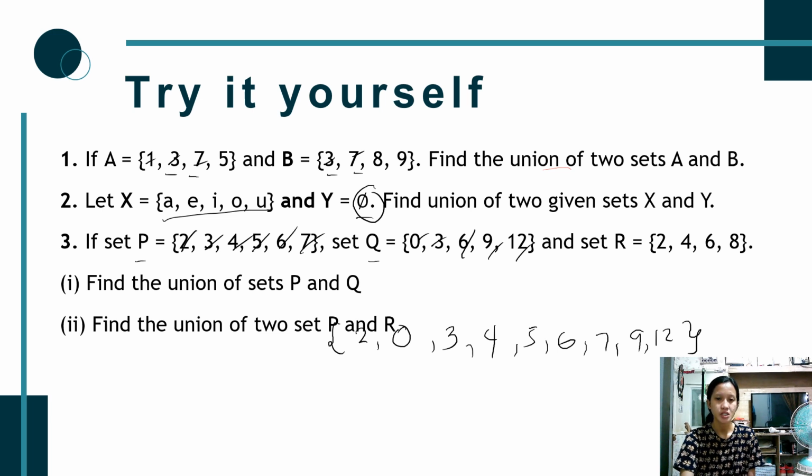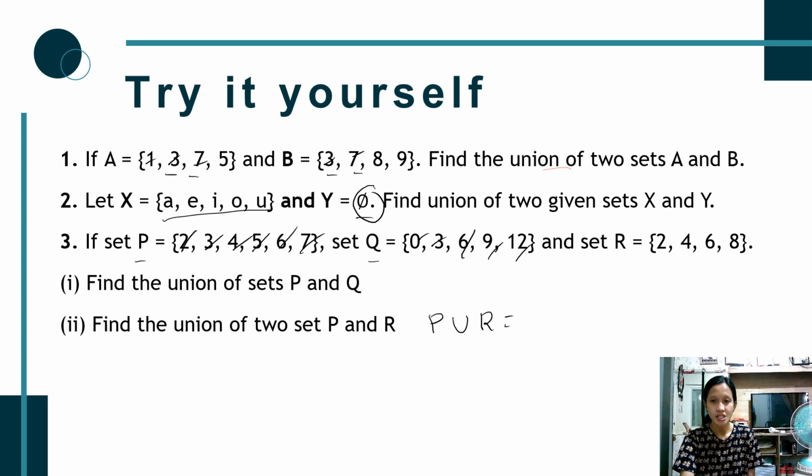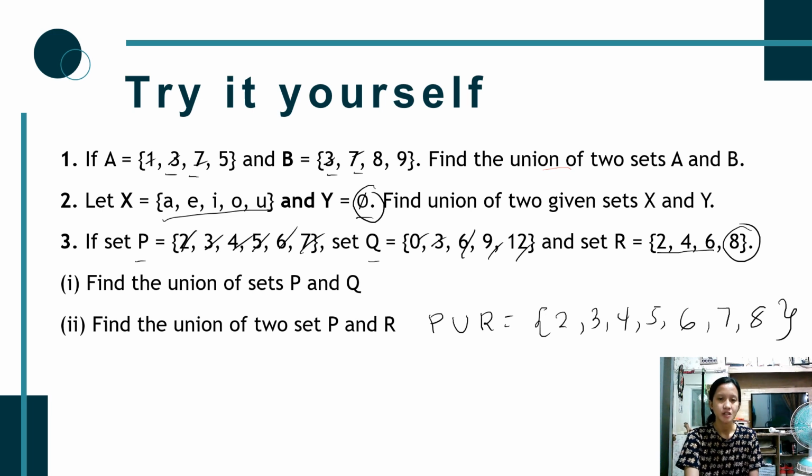Okay, let me erase this one first. For P and R, our answer should be this one. P union R is equal to 2, 3, 4, 5, 6, and 7. So, since 2, 4, and 6 repeat, we will write 8 only. So we will have P union R is equal to 2, 3, 4, 5, 6, 7, and then 8, because 2, 4, and 6 are already present in the set P.